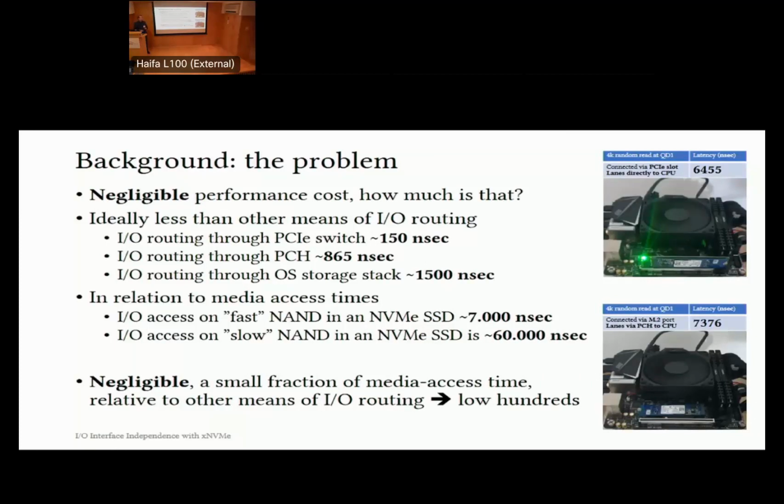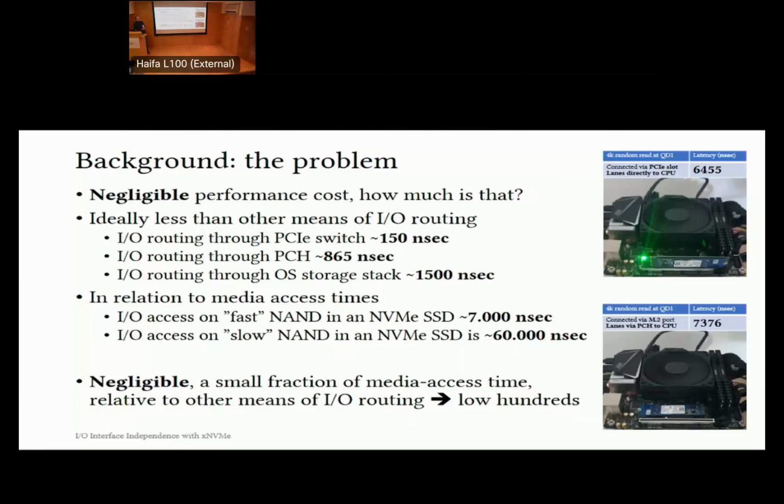So we can talk afterwards about this. There are some easy experiments that you can do that will show you these numbers. And then consider that the actual media access time today for fast NAND is 7000 nanoseconds. For a regular client SSD, it's around 60,000 nanoseconds. So a negligible performance trade-off would be something in the very low hundreds in terms of nanoseconds. Something where we're talking close to a PCIe switch should be even lower than that.